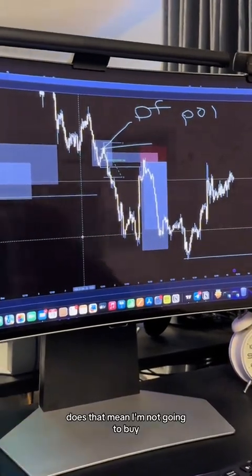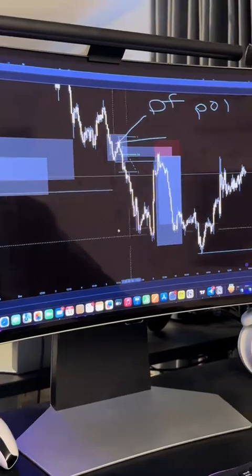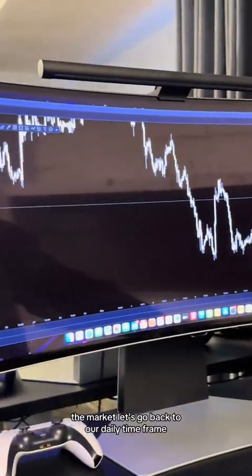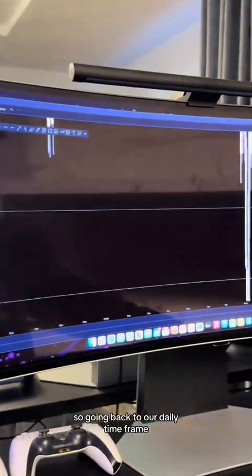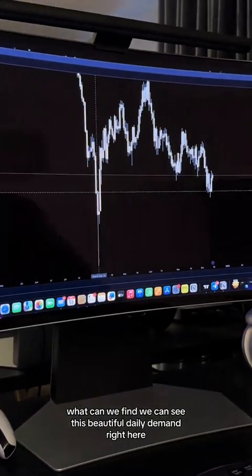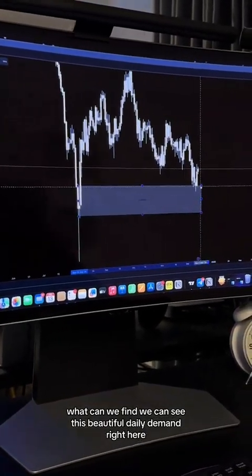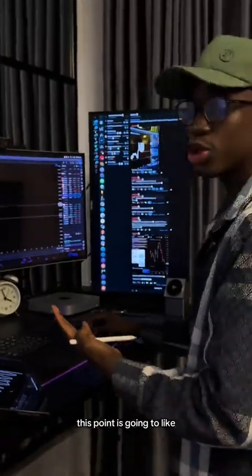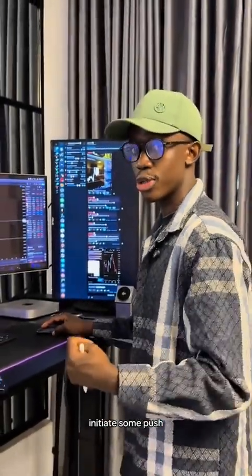Does that mean I'm not going to buy? Yes, I would buy. And how will I be able to do that? Now, the market, let's go back to our daily time frame. So going back to our daily time frame, what can we find? We can see this beautiful daily demand right here, which tells me that this point is going to initiate some push.